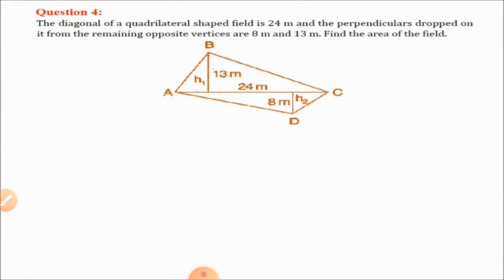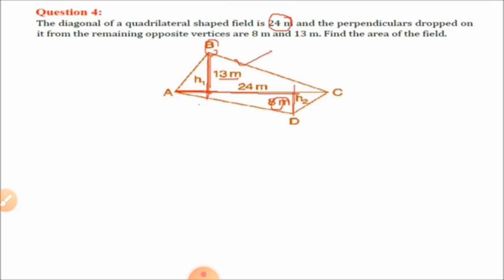Look at question number 4. The diagonal of a quadrilateral-shaped field is 24 meters and the perpendiculars dropped on it from the remaining opposite vertices are 8 meters and 13 meters. Find the area of the field. Yes, my dear student, the figure is here. Perpendicular lines are also given. Height 1 and height 2 are also given.